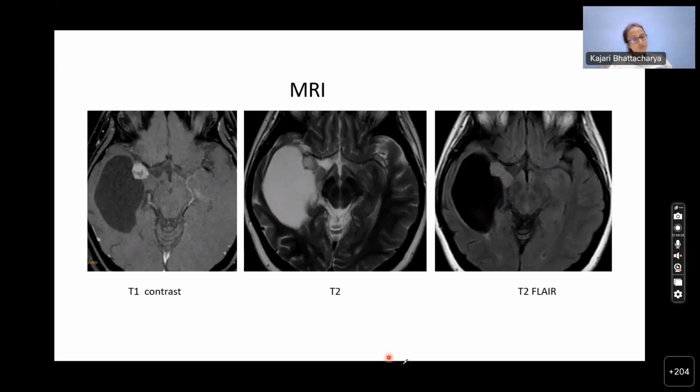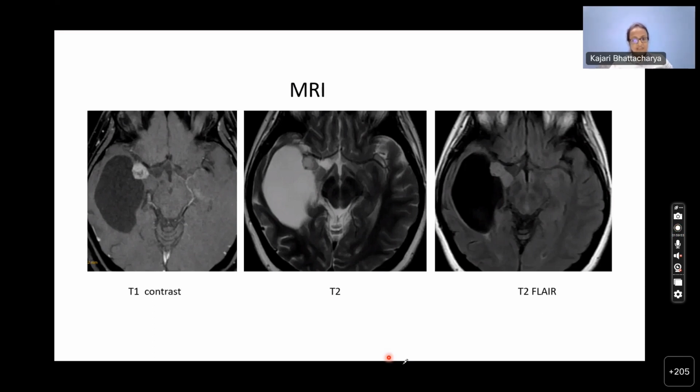Now, in contradistinction to the previous tumors, which had ill-defined margins, this tumor has a very well-defined margin. There is no significant perilesional edema, and it has two components. On T2, there is one component which is a little bit intermediate or solid, and there is a cystic component which is more posteriorly located.